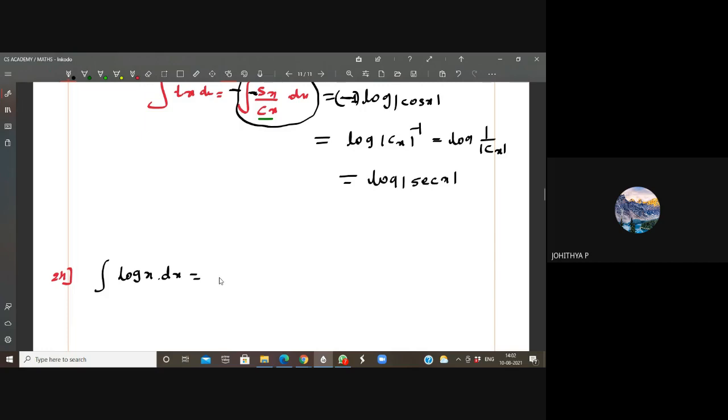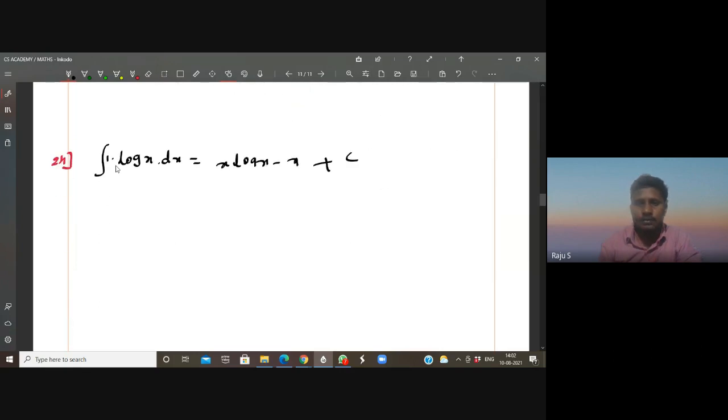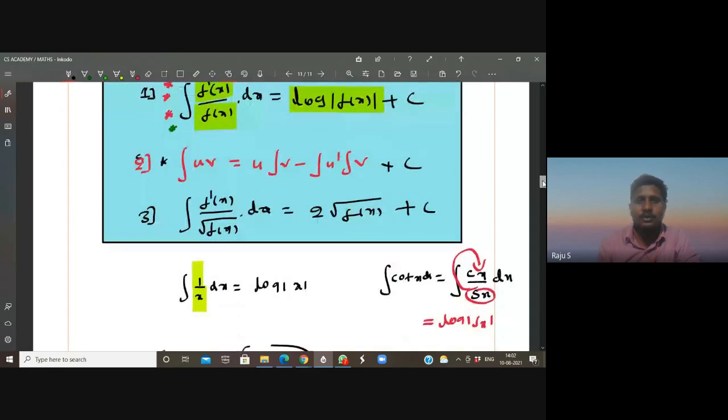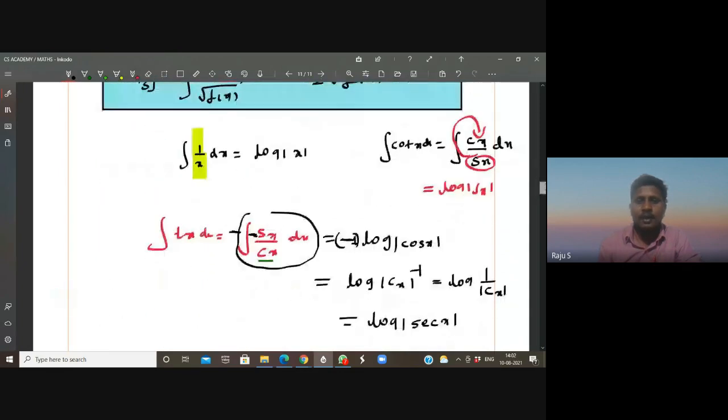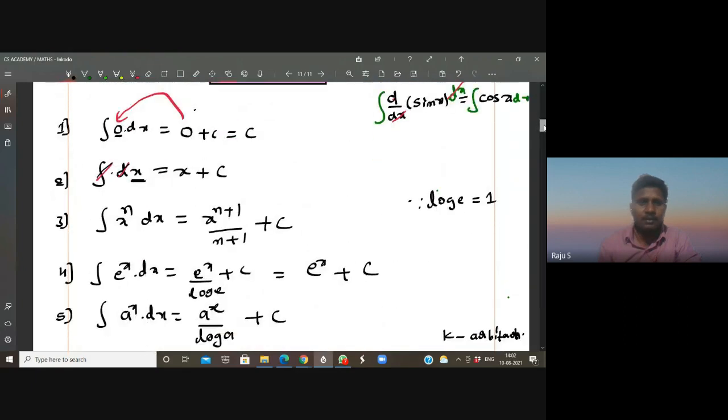Here we can use the UV rule. 1 into log x, UV rule. So finally x log x minus x plus c. Remember this formula alone. Many of them simply write 1 by x, but that is not right. The derivative of log x is 1 by x, but the integral of log x is x log x minus x. How to prove this with the help of the UV rule? I have written the integral UV formula here in the bracket. Let's see that.